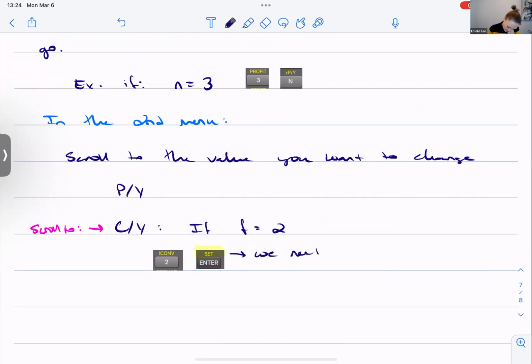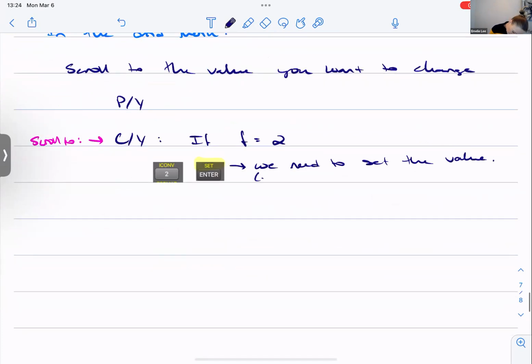We need to set the value. When you hit set, an equal sign should appear. An equal sign should appear. And that's how you know that you've set it.